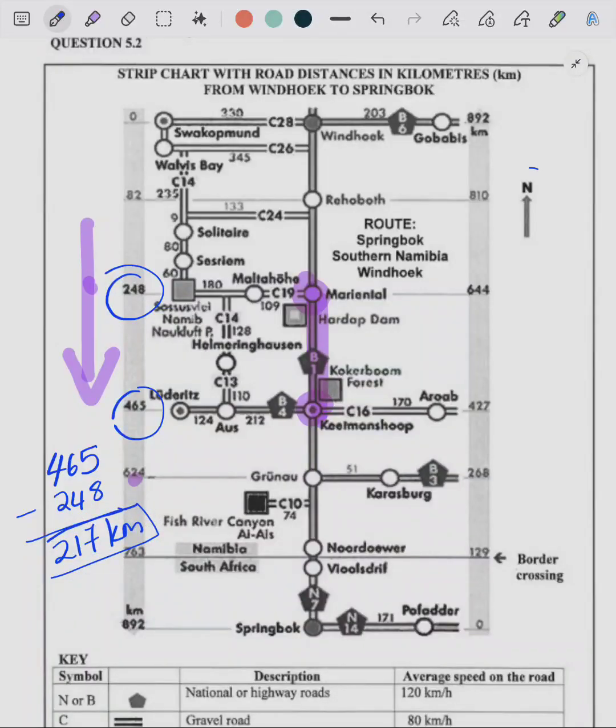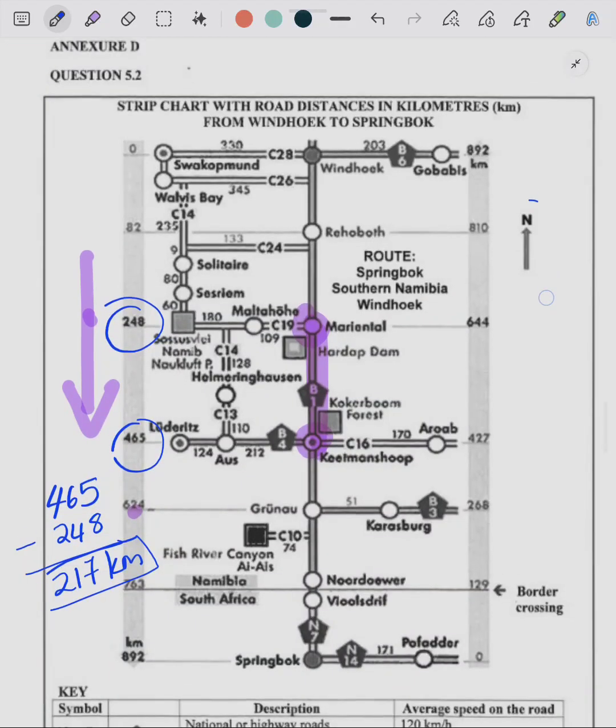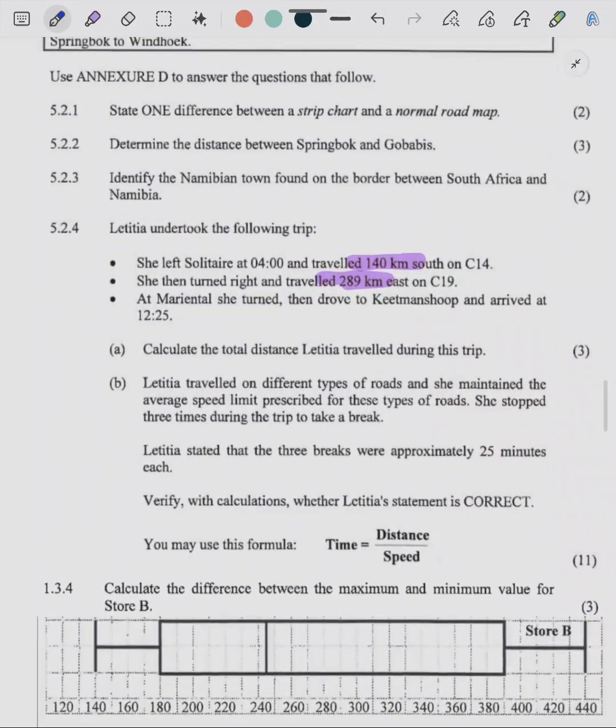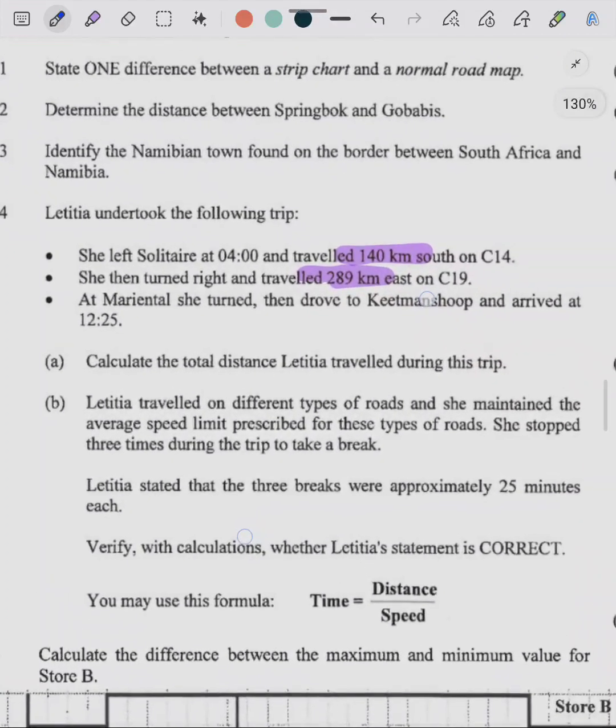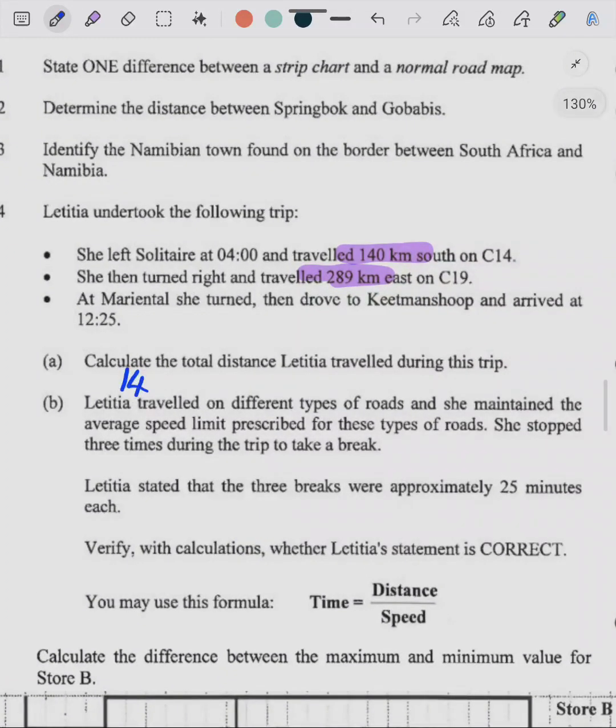And then they want the total distance altogether, so we just go back and add all of those together. So for her distance, it was 140 from the question, 289 from the question, and 217 from the map. And when you add all of that together, you get 646 kilometers.